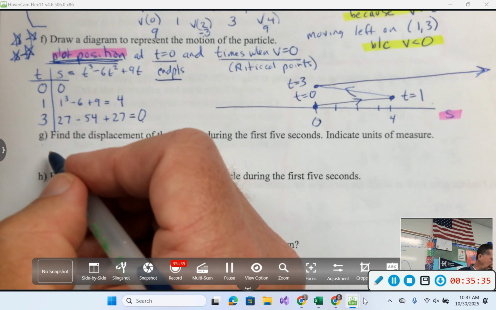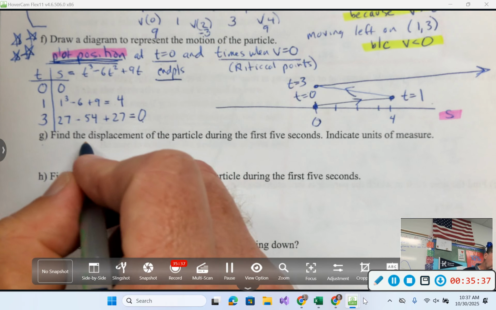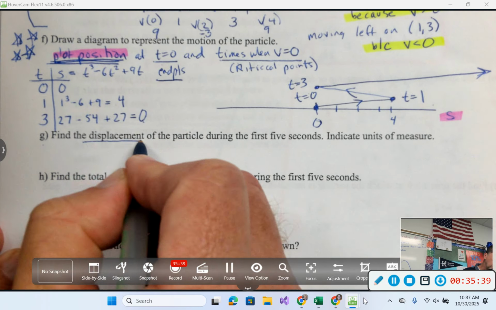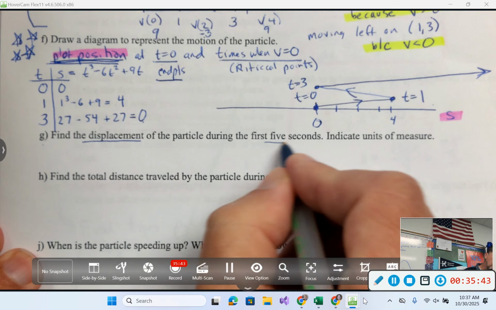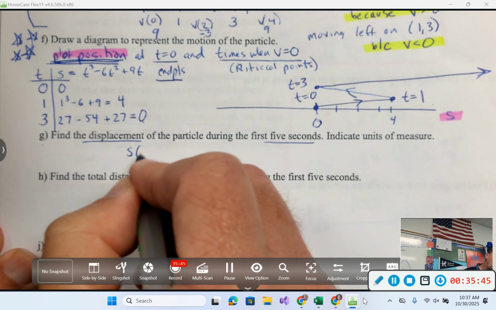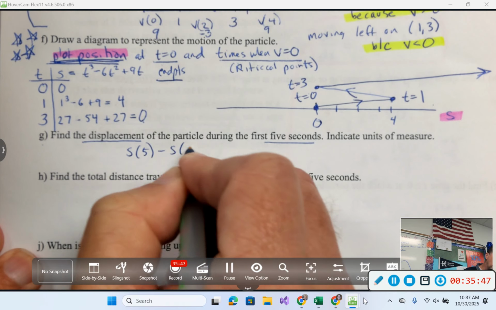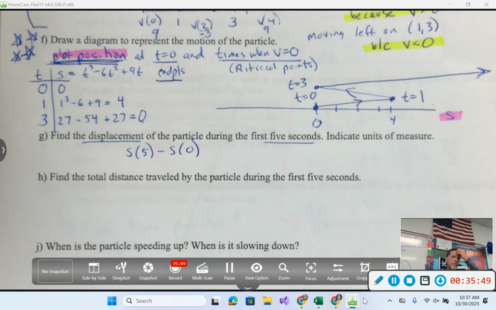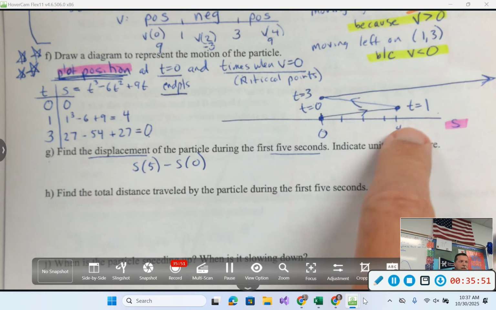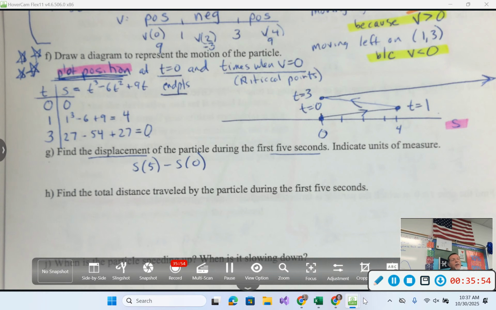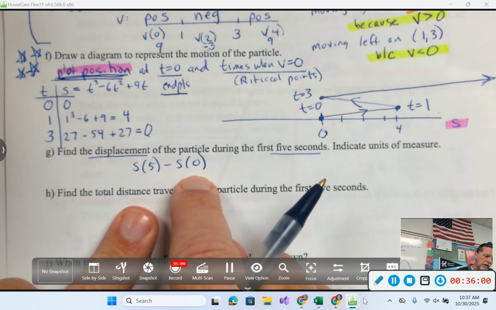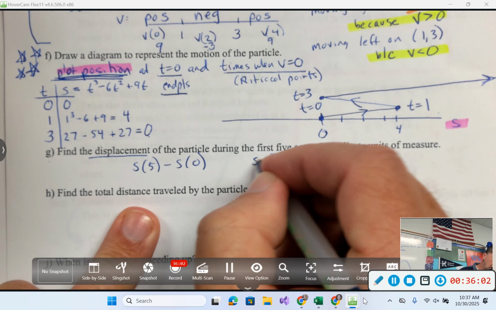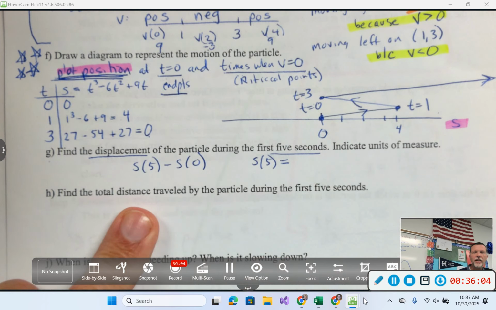That will now allow me to answer the next question. Find the displacement. Whoops, I don't need the motion diagram to answer displacement, because displacement during the first 5 seconds is just s of 5 minus s of 0. I don't need to know how we got there. I just need to know where we are at 5 and where we are at 0. Where we are at 0, I already know that. But I need to now find s of 5.